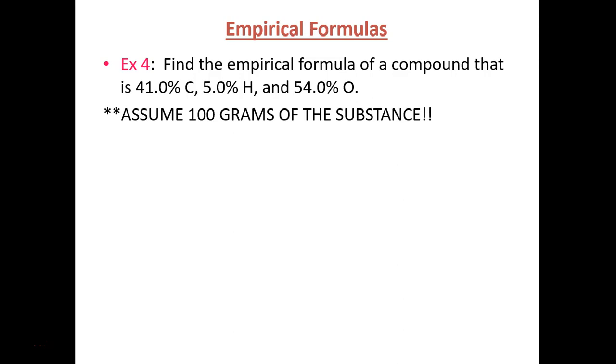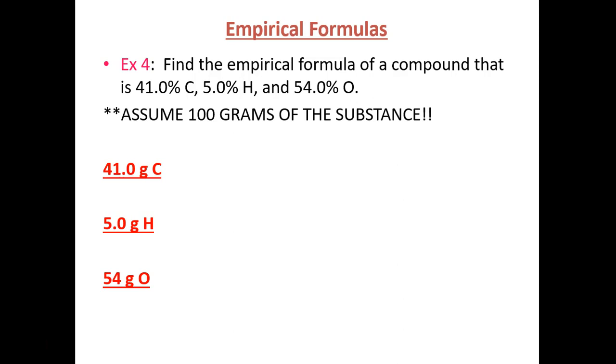Okay? Since this is percent by mass, if I had 100 grams of the substance, 41 grams would be carbon, 5 grams would be hydrogen, and 54 grams would be oxygen. Okay? So, I'm going to start by assuming 100 grams and then taking those percentages to be the masses in grams. So from here, I would pause and see if you can find the empirical formula using the same process we used 2 slides ago.